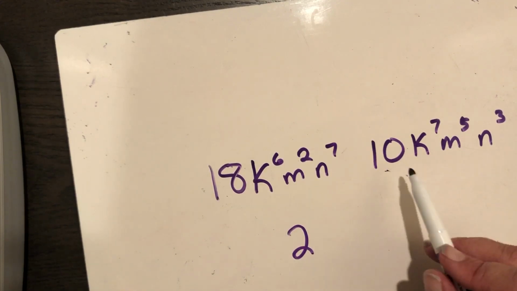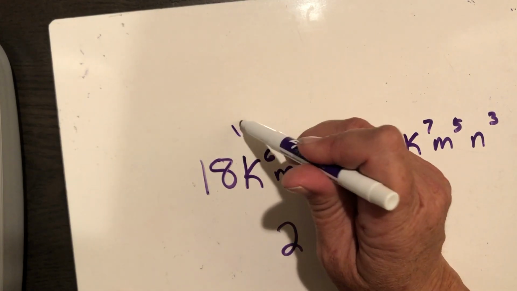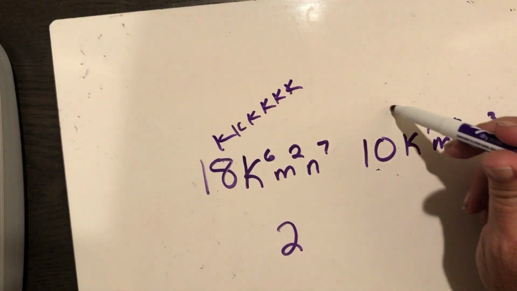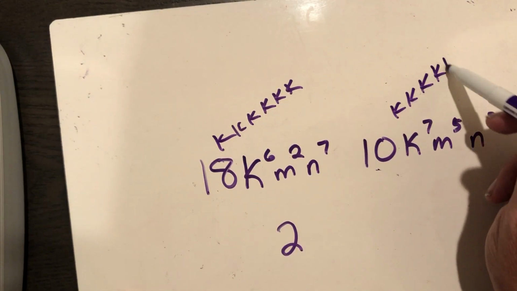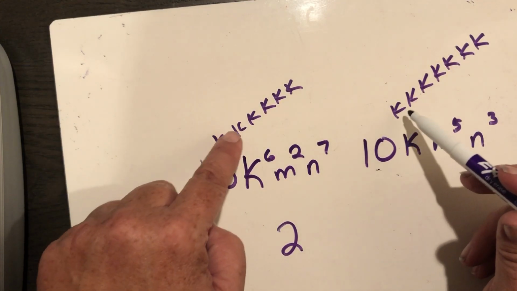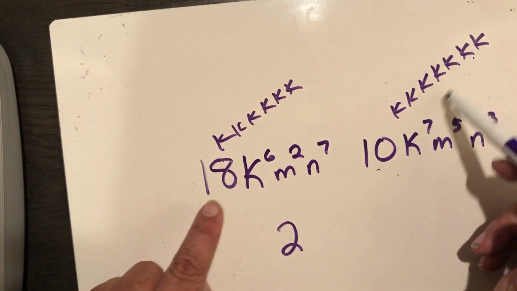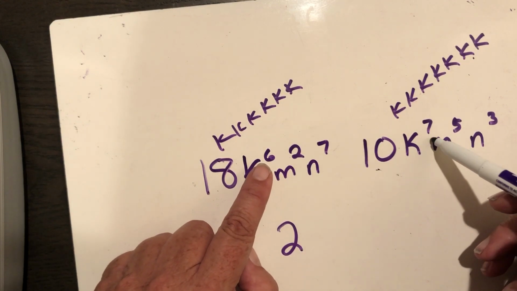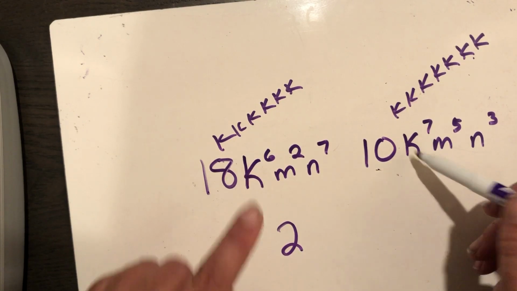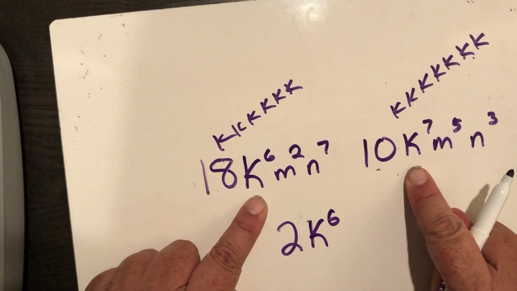Now, the letters are much easier. This one, k to the 6th, is literally k times itself 6 times. And this is k times itself 7 times. So what do they have in common? Do they have 1 k in common? Yeah. Do they have 2 in common? Yeah. 3, 4, 5, 6. They have 6 of them in common. This is k to the 6th, this is k to the 7th. So they both have k to the 6th included in them. So k to the 6th is the greatest thing that these have in common.